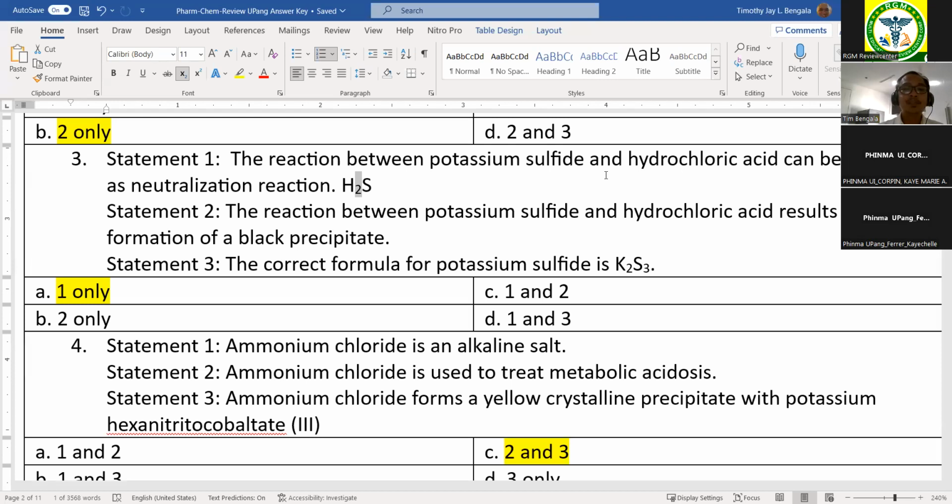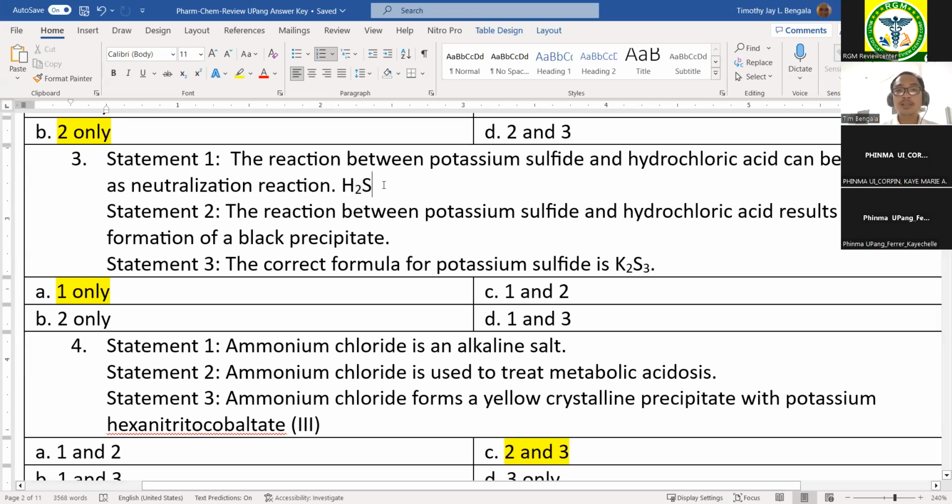Statement number 2. The reaction between potassium sulfide and hydrochloric acid results in the formation of a black precipitate. So the answer is incorrect, because in this reaction, we discussed a neutralization reaction. The product that will be formed is hydrogen sulfide. And the very unique property of hydrogen sulfide is its odor. So there is no precipitate formed, H2S, it is not a precipitation reaction. But what you have is a neutralization reaction with a specific rotten egg odor. So statement number 2 is incorrect.